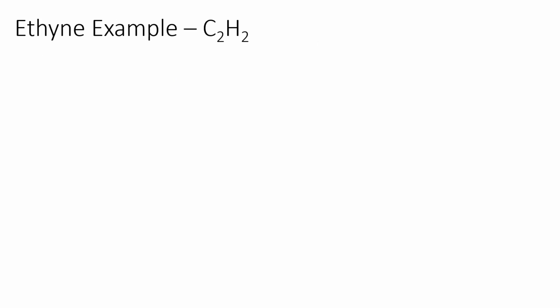The last example that I want to look at is going to be ethine. The formula for ethine is C2H2. With ethine, this is a triple bond between the two carbon atoms. So this is now going to be sp hybridized. It forms that nice linear shape, so it will be sp hybridized, which means that it has two unhybridized p orbitals that we're going to be looking at in our hybrid orbital diagram.